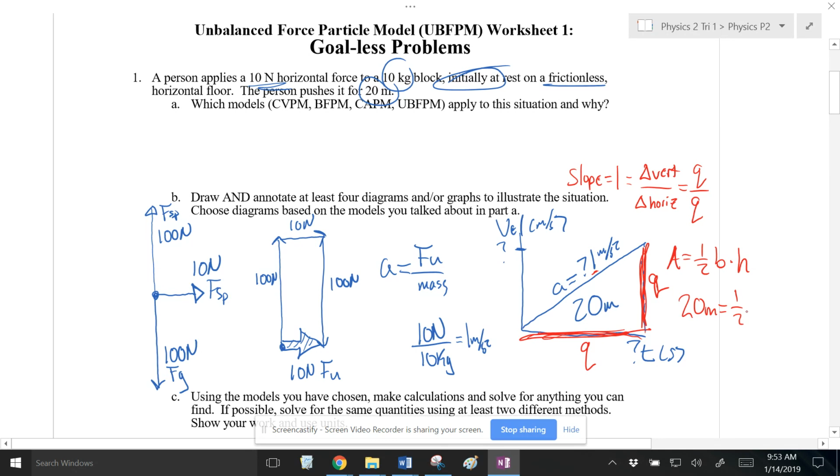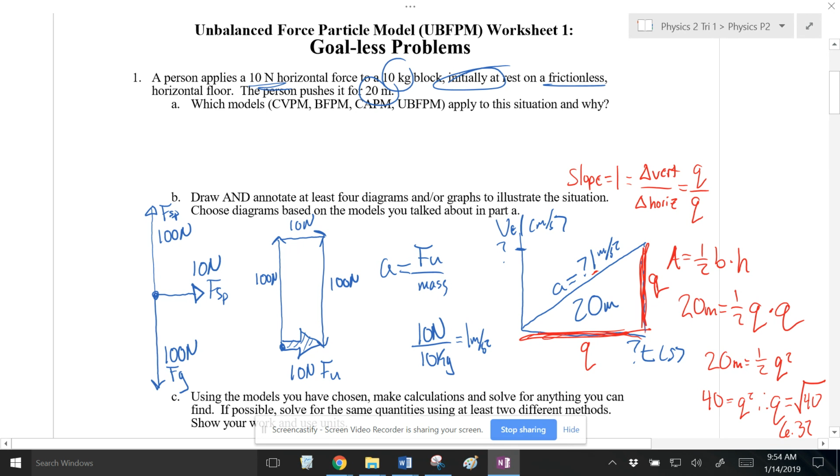The base of this thing is Q. The height of this thing is Q. 20 meters equals 1/2 Q squared. That means 40 equals Q squared. So Q is the square root of 40. Okay. We slap that in a calculator. And I get 6.32.